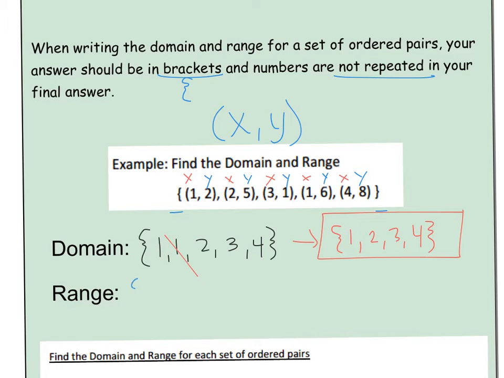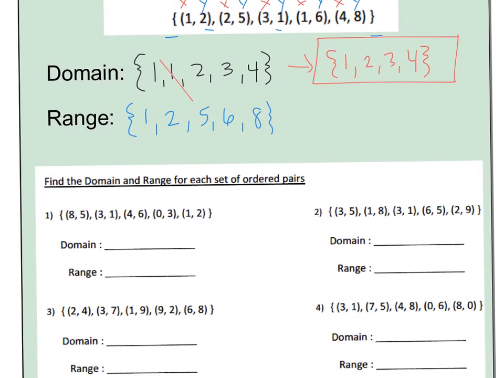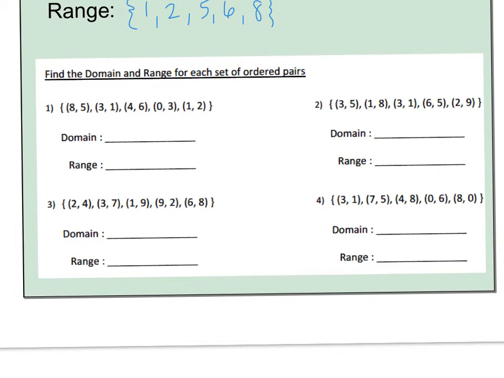My range values, do my brackets. Again, least to greatest, so it looks like I have y values of 1, 2, 5, 6, and 8. So notice I just took the y values above and put them in order least to greatest. So that's you pulling out your domain and range. Simple as that. When you try some on your own, you should pause here and try them on your own, and then you can come back when you're done and see what I did.